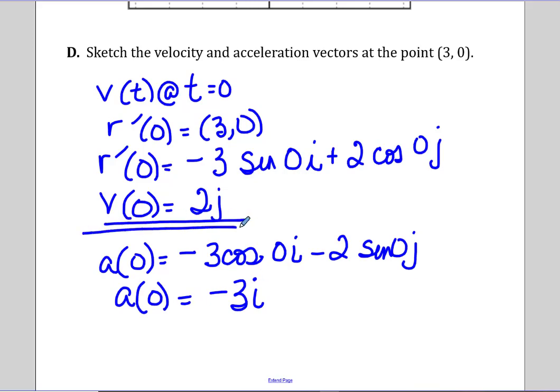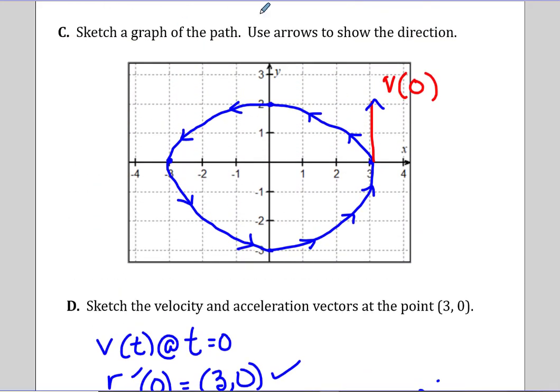So we got one vector and another vector, and this is using the point 3, 0. So at the point 3, 0, the acceleration vector is -3 in the horizontal direction. So -3i would be right to there. So the acceleration vector at 0 and the velocity vector at 0 was 2j. Okay?